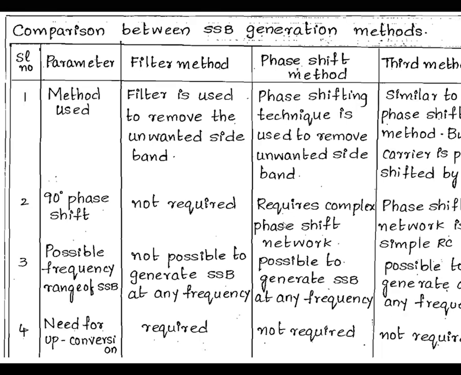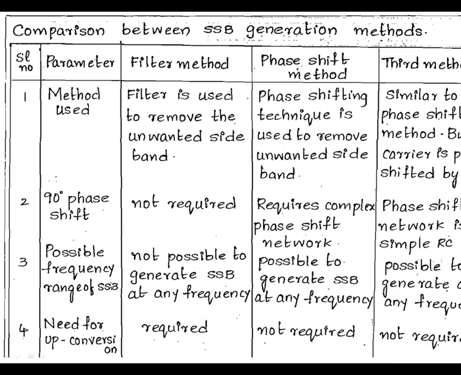So in the second method of generation, phase shift network is used, but it's complex. But in the third method, phase shift network is used. The phase shift network is designed by RC simple components here. In the second method, it should be complex.